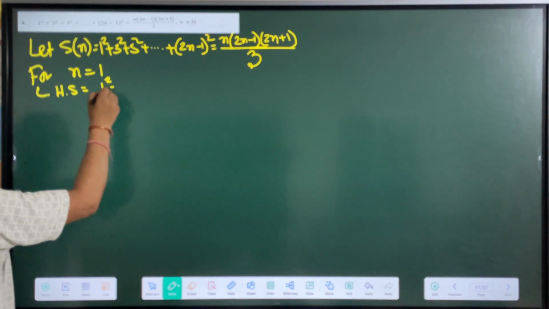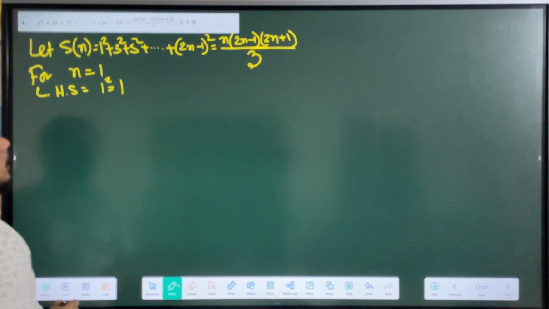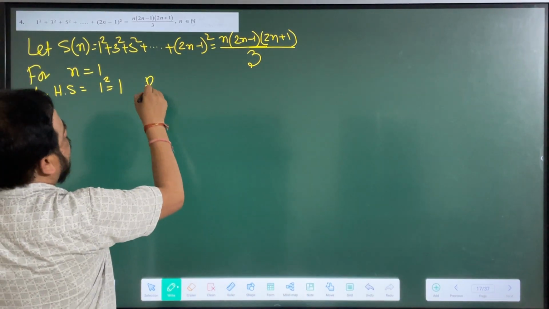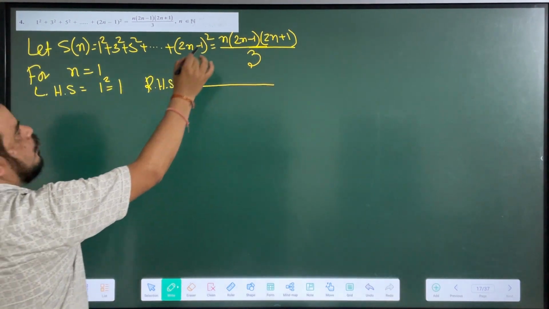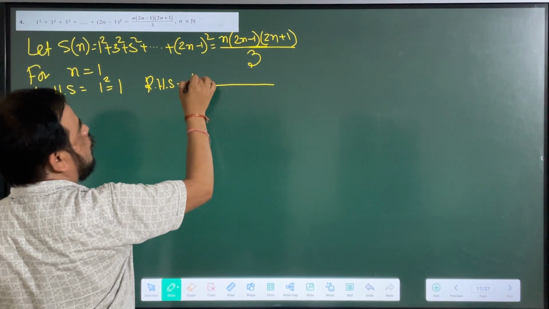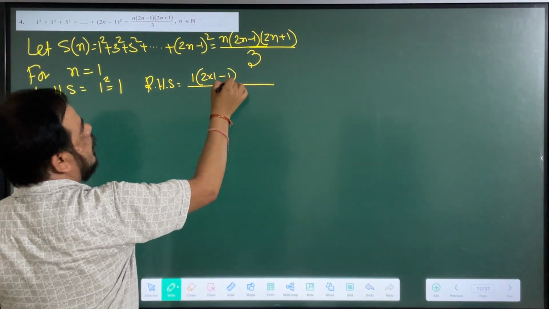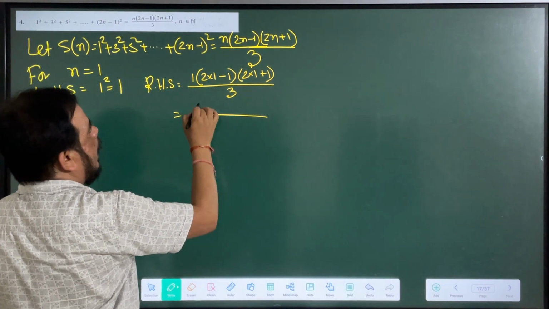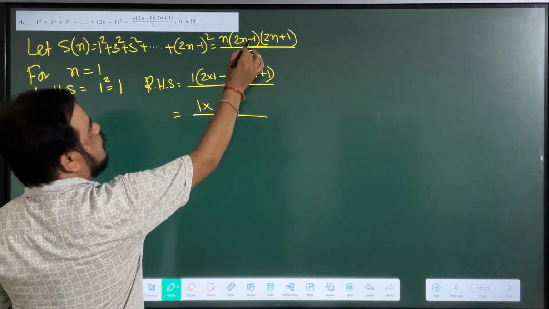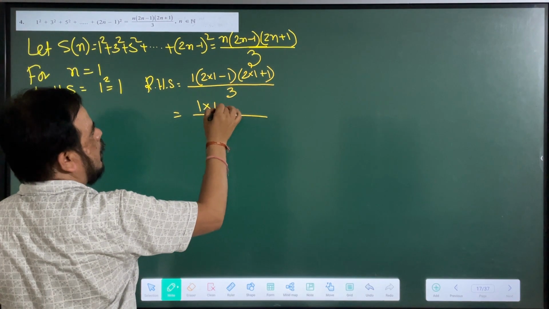LHS: 1 square equals 1, the first term. Now we will go to the right hand side, n equals to 1. Wherever there is n, we will put 1. One into 2 into 1 is 2, minus 1; 2 into 1 is 2, 2 minus 1 is 1.